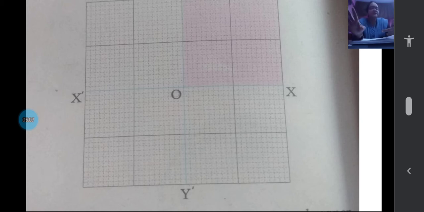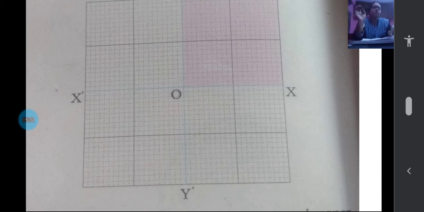You might have learned integers and all. When you learned mathematics, you might have learned that negative values are represented in the graph in the OX' and OY' part. So in today's class we are going to learn about the positive values, which come in between the OX and OY. We will concentrate on that part only, the OX OY part of the graph.